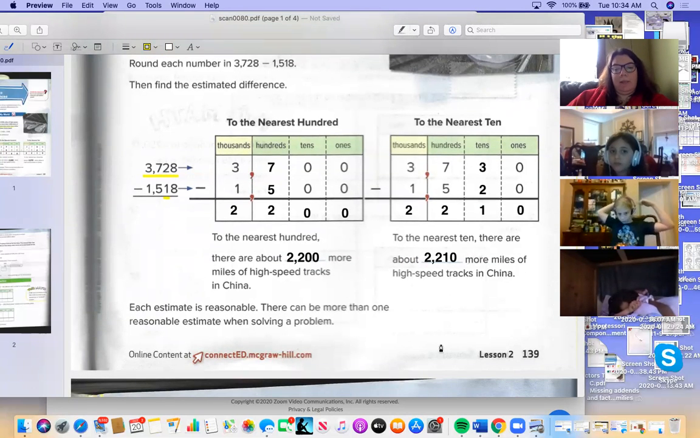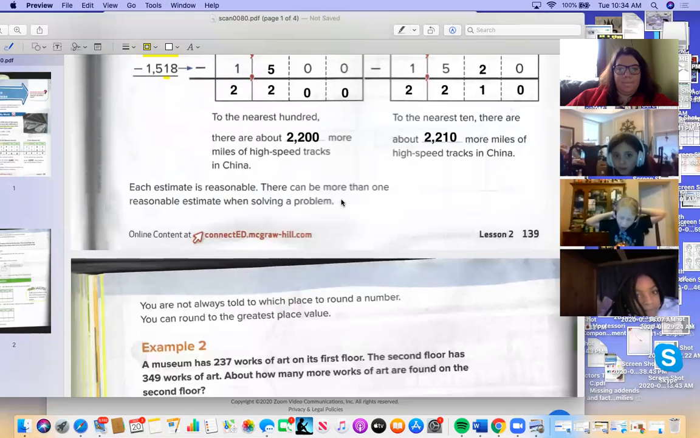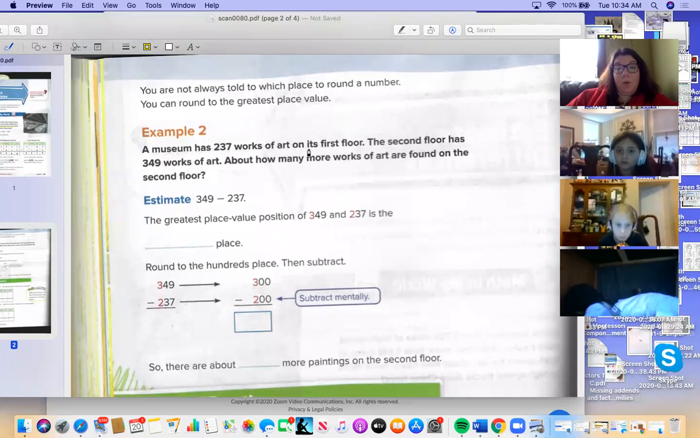So each estimate is reasonable. There can be more than one reasonable estimate when solving a problem. So it can be reasonable if we round to the nearest 10 or 100. You are not always told to which place to round a number. You can round to the greatest place value in that case.